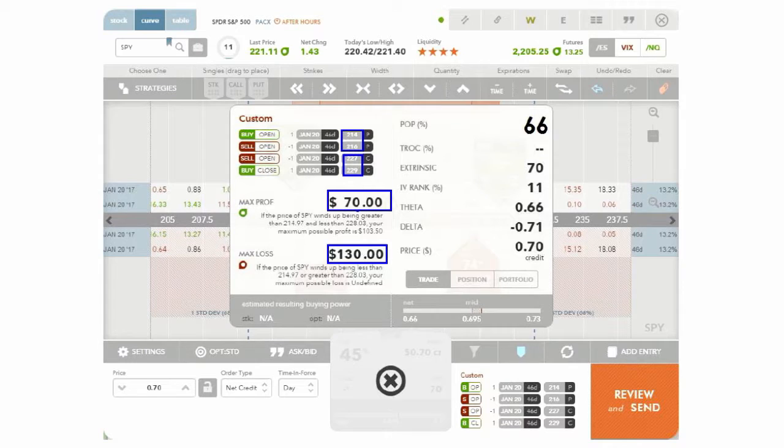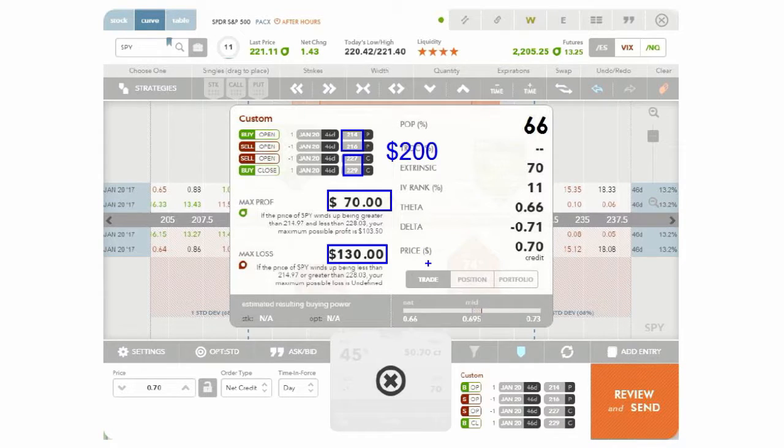So if we collect $70, we can lose 130 because the width of our strikes is $2, which means the total amount of this trade, if you add up the profits, max profit and max loss, has to equal the width of the strikes, and it does, $200. 70 is our max potential profit, so 130 is our max potential loss.